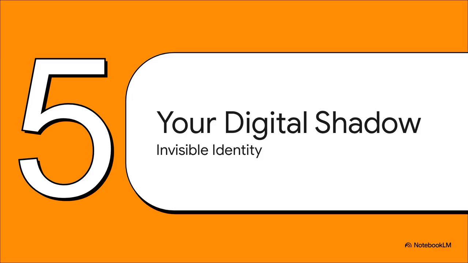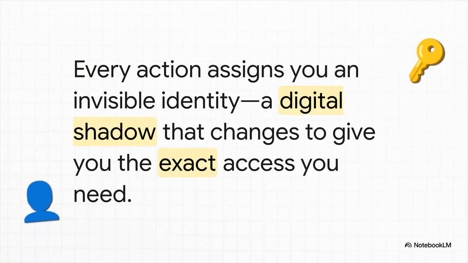And all of this leads us to one final kind of cool idea, this concept of your digital shadow and what it could mean for the future of our online identities. Think about it. Every single thing you do, logging in at the office, connecting from a coffee shop, even an automated task that runs in the middle of the night, is assigning you one of these temporary, invisible identities. It's like you have a digital shadow that follows you around, constantly changing its shape to give you the exact permissions you need for that specific moment. And just as importantly, nothing more.